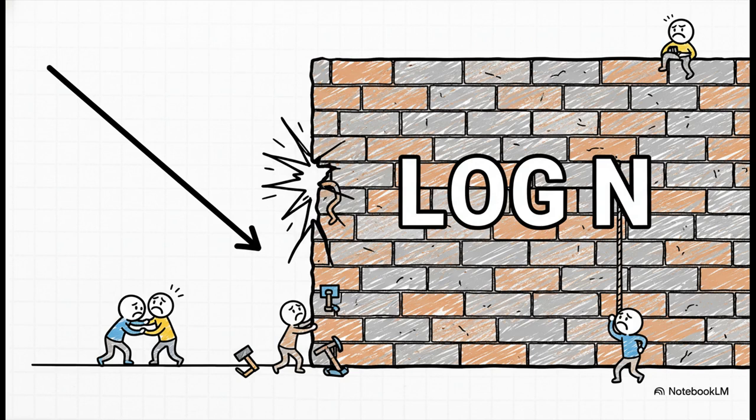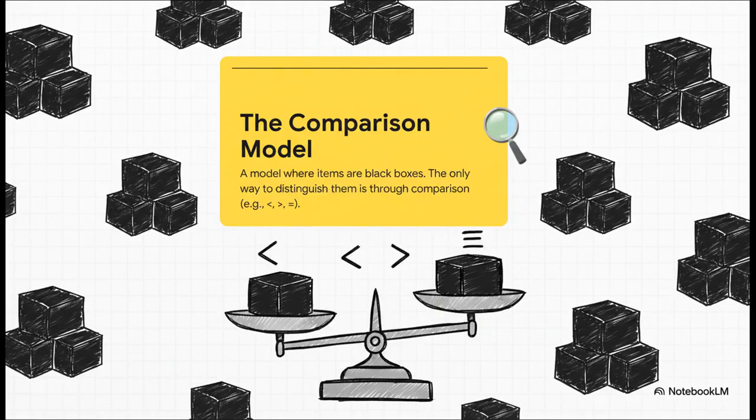This wasn't just a practical thing, it was a hard, theoretical speed limit, all based on a really fundamental idea about how computers are supposed to find stuff. That big idea is called the comparison model. Here's a way to think about it. Imagine all your data is locked away inside these identical, sealed black boxes. You have no idea what's in them. The only tool you're given is a basic scale. You can pick up any two boxes and ask, okay, is this one bigger than that one, or are they the same? That's it. You can't peek inside, you can only compare.